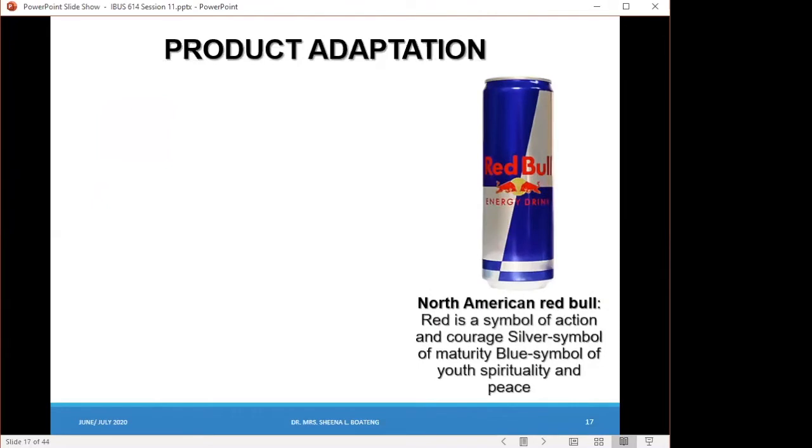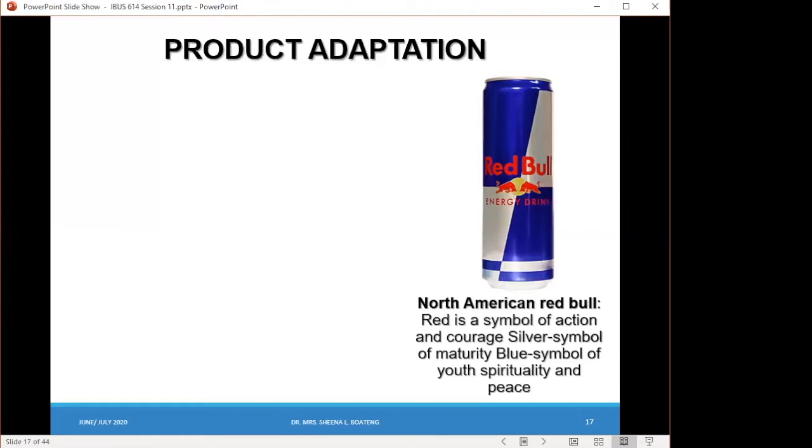Now this is the typical Red Bull that we all know. In Ghana here, this is the Red Bull that we drink. True or false? Please, those who drink Red Bull, this is the one we drink here, right? True. Yes. Good. And it's the same as the one that is drunk in North America and some other places. And the colors are red, silver, and blue. And the red here is a symbol of courage. The silver is a symbol of maturity. And the blue is a symbol of youth, spirituality, and peace. And in Ghana here, no one has a problem with these colors. Likewise, all the other countries that they are being used in, right?